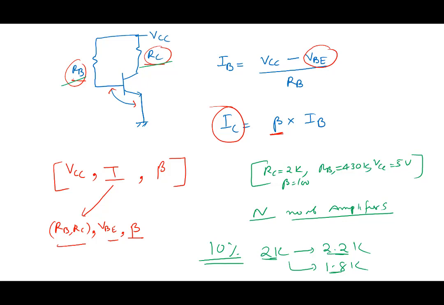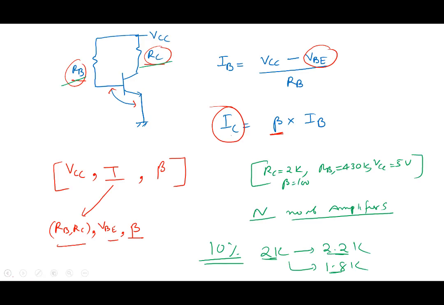If you get lesser resistance, then what will happen? Instead of RB of 430, you get lesser resistance, so the current will go up. In that particular amplifier, IC is a little higher. So you are seeing the instability is being caused by that. These resistor values are changing. They are not the same.